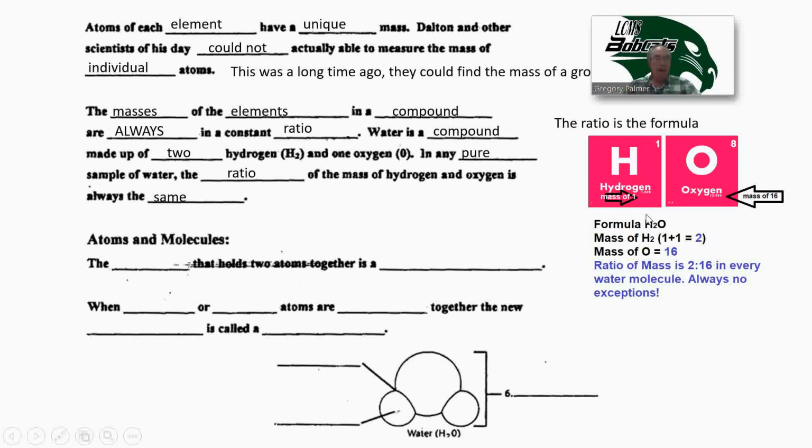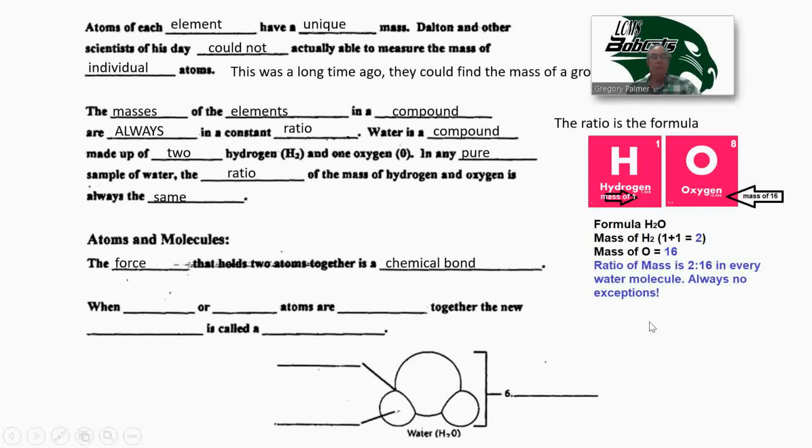Okay, so over here I showed you the formula. It's H2O. The mass of hydrogen is 1. The mass of oxygen is 16. So if we take the 2 hydrogens, their mass each, 1 plus 1 is 2. The mass of the oxygen is 16, so the ratio of the masses is always 2 to 16 because there's a formula. It's always 2 hydrogens to 1 oxygen.